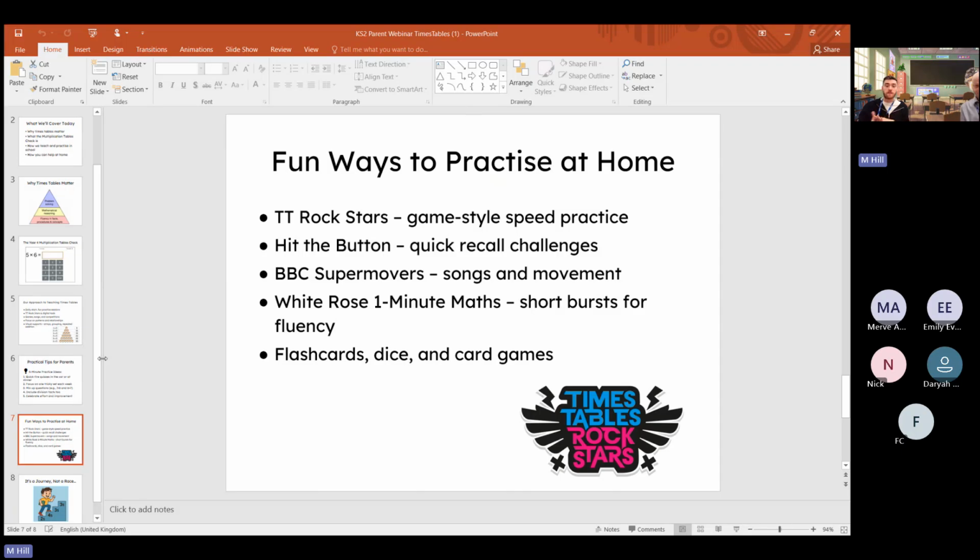Super Movers from the BBC is a great resource. They've got lots of different videos on there. It's about songs and movements and dancing, and like the times table ones, they're quite catchy songs. There's a lot of football mascots on there as well that the boys enjoy getting involved with.